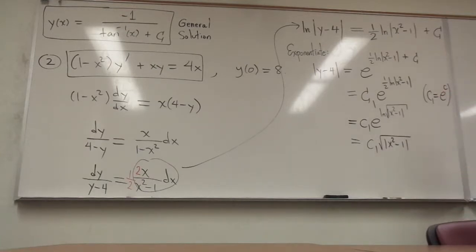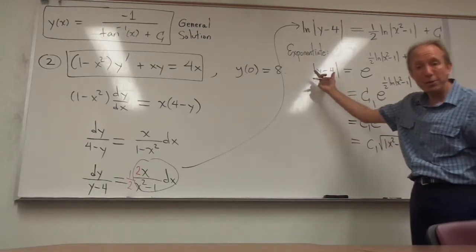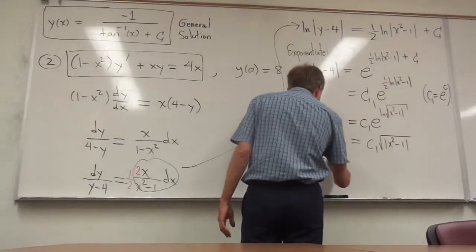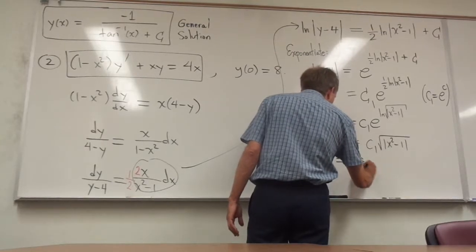Okay. Now, we're not done. This is the absolute value of y minus 4. I can remove absolute value bars, but it does cost me a plus or minus sign.